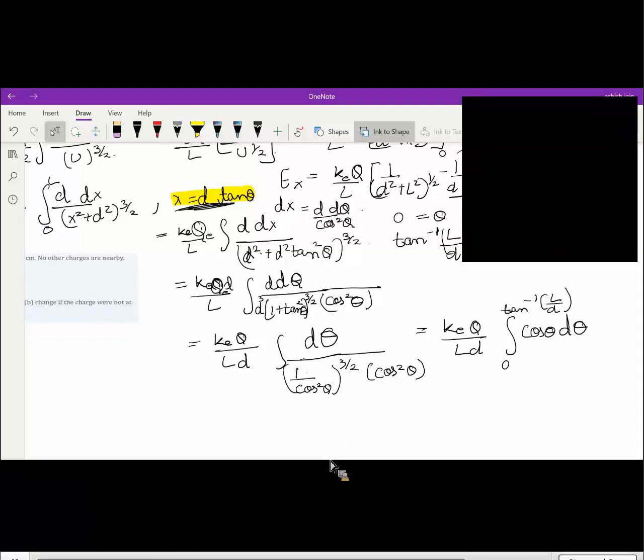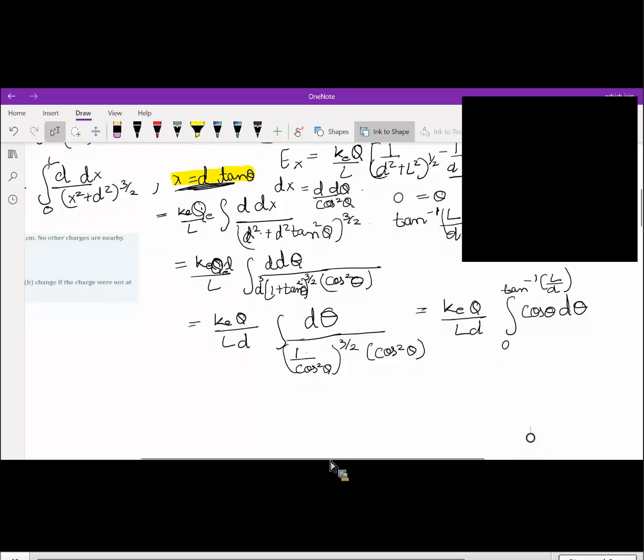Now what is the integral of cos theta? It's the famous old sine theta, sine theta in the limits.